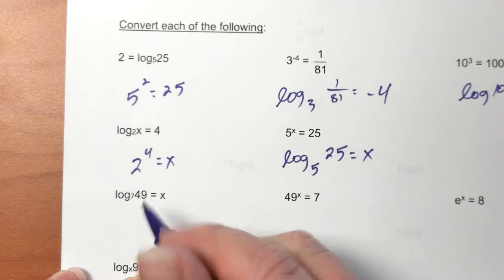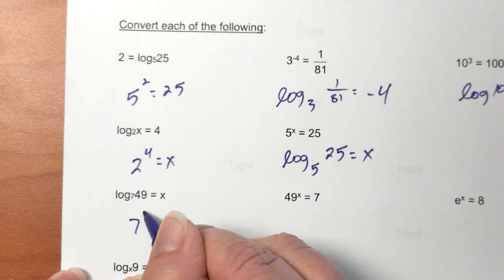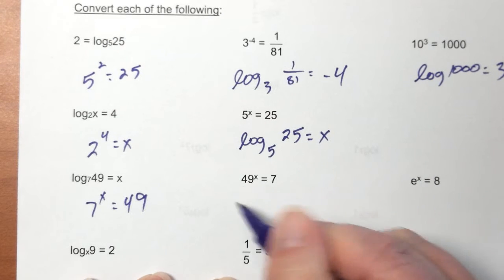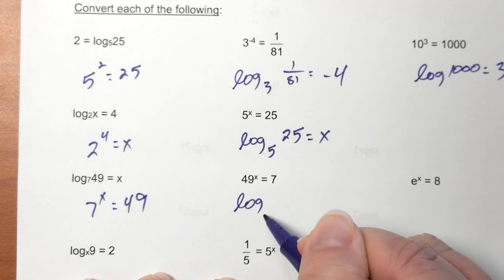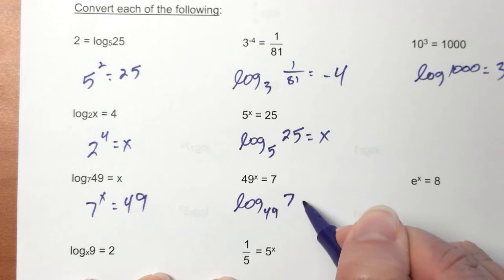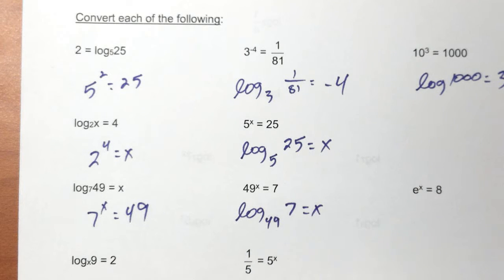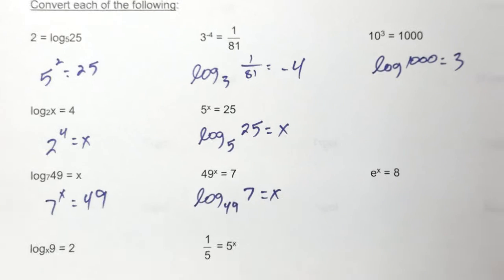Okay, here's a log. So to make it an exponential, 7 to the x is 49. I bet you could figure out that x had to be 2. Or inverse, log base 49 of 7 equals x. Okay, and if you needed to solve for x, you could type this in your calculator and figure out what x is. It's going to be 1/2, right? The square root of 49 is 7.